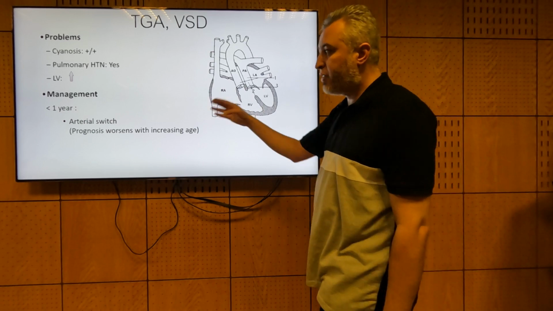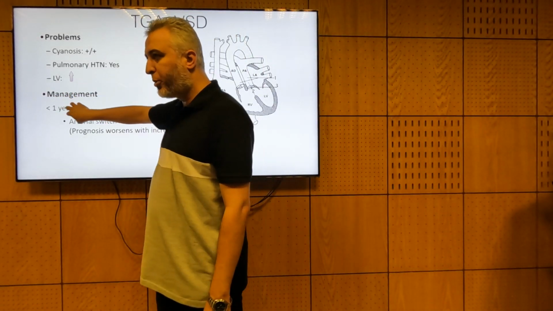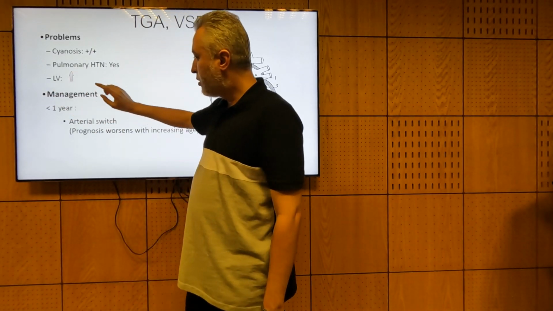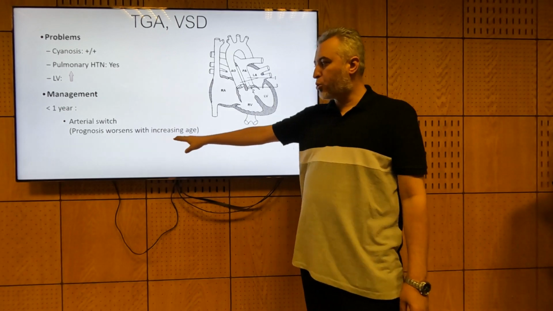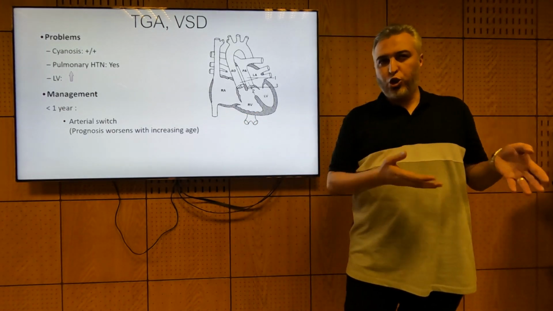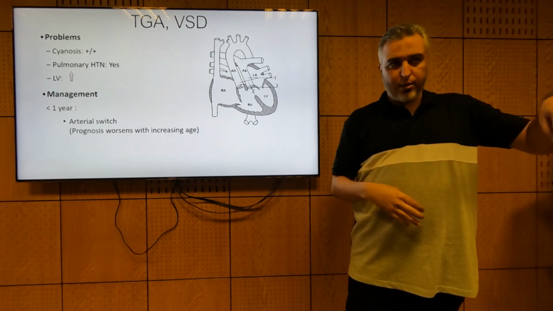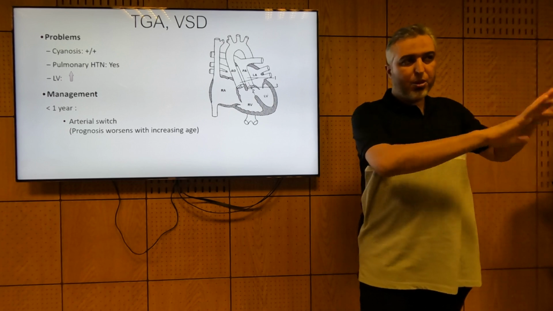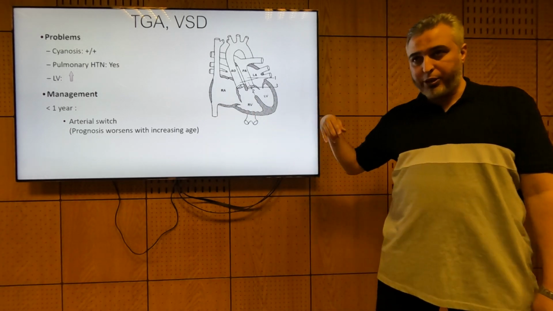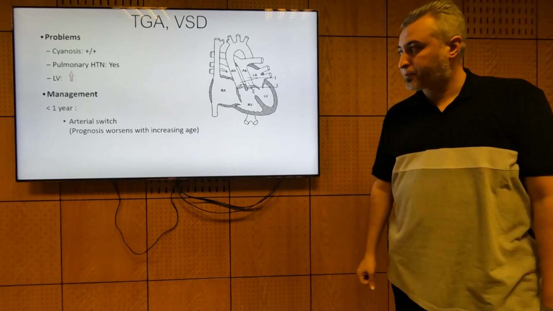So again, very roughly, I'm just saying less than 1 year of age, I mean before developing irreversible pulmonary vascular disease. So you just do the arterial switch operation, and prognosis worsens with increasing age, because patients do not develop pulmonary vascular disease overnight. The longer you wait, the more probability that parts of the pulmonary vascular bed will become affected. So we want to do that operation early so that you reverse this process earlier.